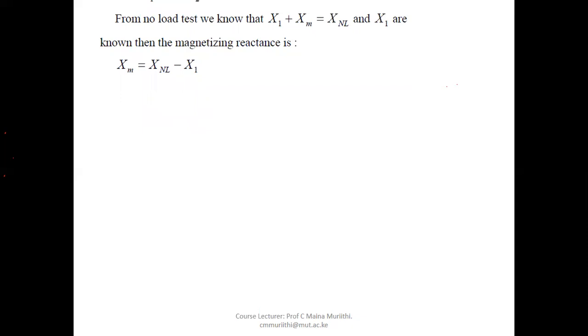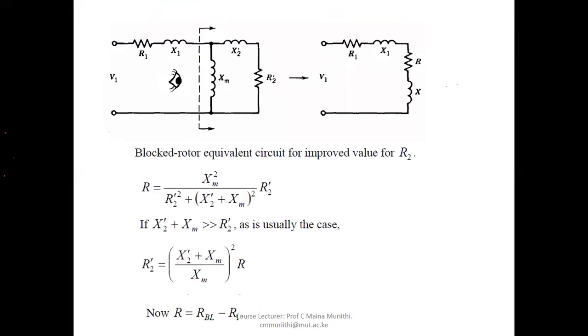And from our previous test, we can now derive XM as X no-load minus X1. Now, in the motor, R2 is very important. So R2 can be corrected or improved by, again, applying the Thevenin technique. In this case, we are viewing from the stator side and seeing what is happening. So from the stator side, R and X Thevenized would look like that.